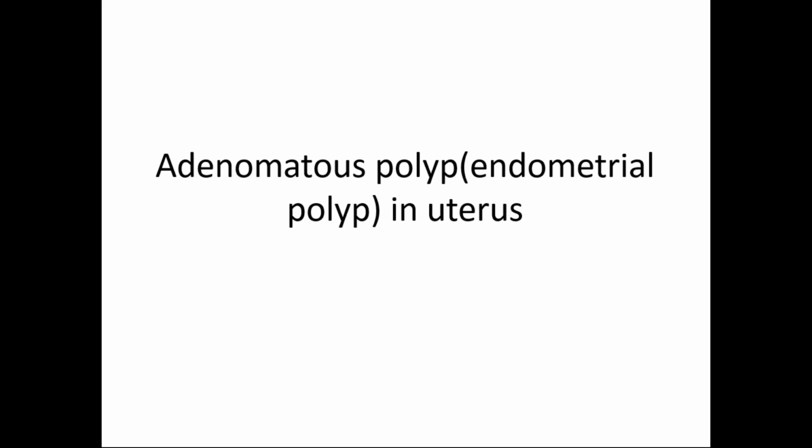Okay, today's topic is adenomatous polyp, otherwise known as endometrial polyp in uterus. Whenever you see the term adeno-like thing, what is adenoma? Adenoma is a tumor arising from the glandular structures. So adenomatous polyp means it is the polyp which contains gland-like structures. In the uterus, where are these glands? These glands are present within the endometrium. So adenomatous polyp is otherwise known as endometrial polyp.